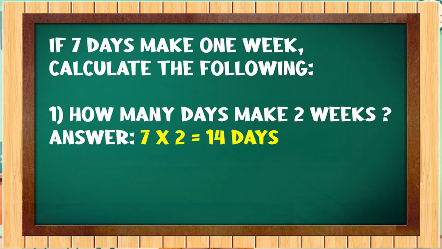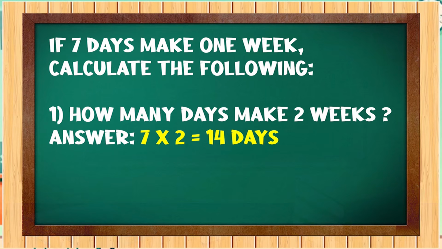Did you get all correct? Let's check. If 7 days make 1 week, to calculate how many days make 2 weeks, we multiply 7 by 2, or we can add 7 plus 7 because we're looking at 2 weeks. Of course, the answer there would be 14 days makes 2 weeks.